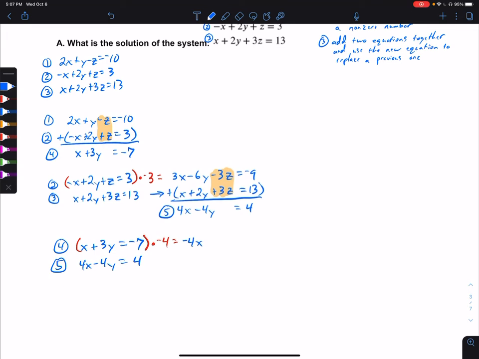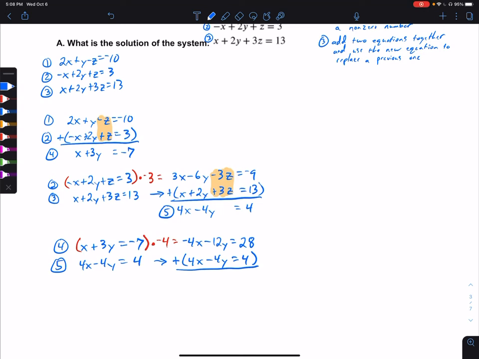So again, be careful with this distribution. -4 times x is -4x. -4 times 3y would be -12y. -7 times -4 is a +28. So I have that equation there, and then this equation, equation 5, is just going to come over as is. I don't need to change it because the whole purpose of this was to match up the x's. Now I can add these two equations up.